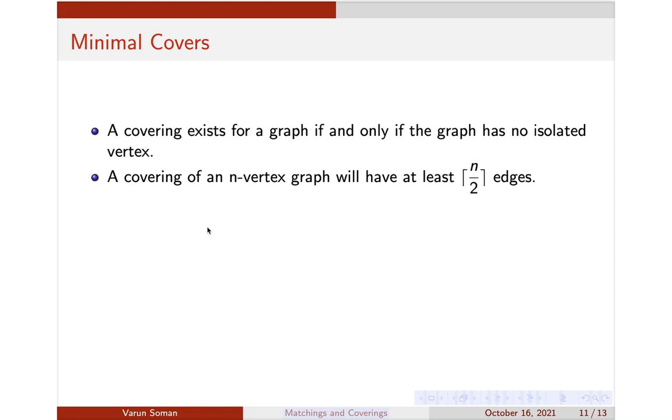Similarly, a covering of an n vertex graph will have at least n/2 edges, that is, the least integer greater than or equal to n/2. Why is it so? Because every edge would cover only 2 vertices. So if there are 11 vertices, you would need 11/2, that is 5.5. So basically you need 6 edges, because 5 edges could cover only 10 vertices. So at least you will require 6 edges here. It is the least integer greater than or equal to n/2.